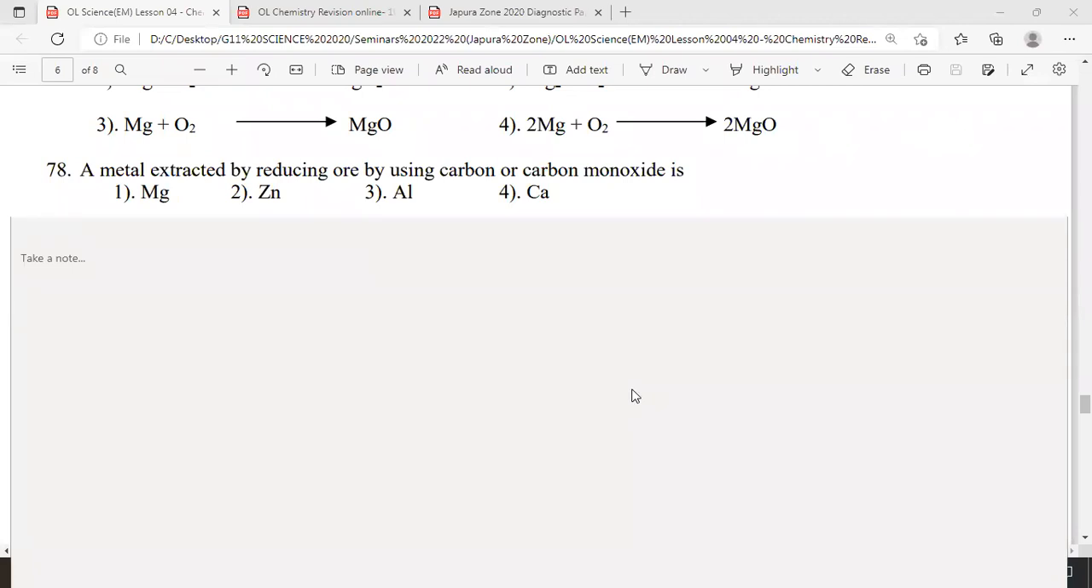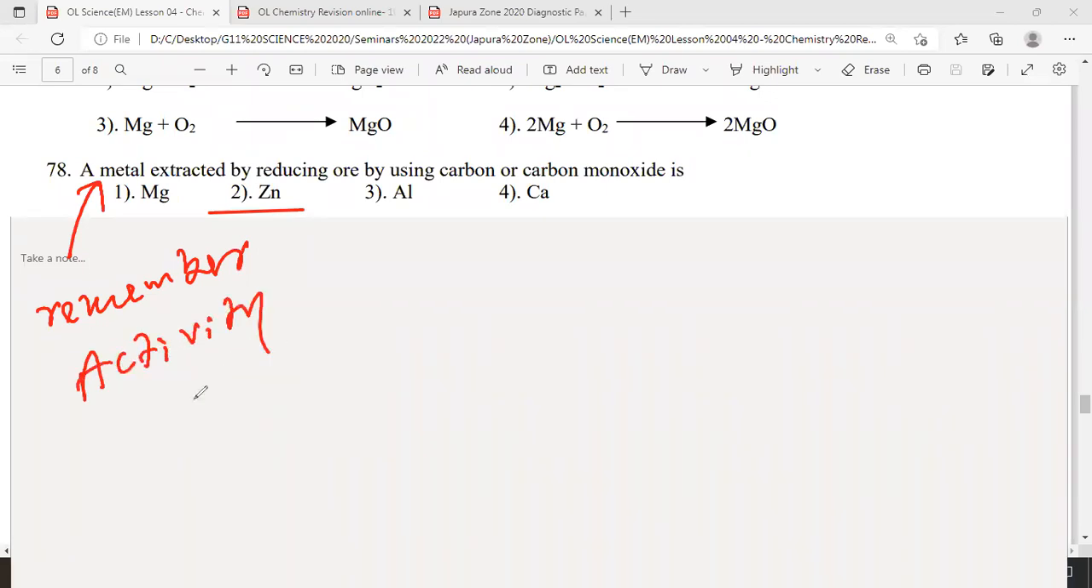How come second? You have to recall the activity series. For metal extraction, remember the activity series, grade 10, chapter 16. Remember the activity series, otherwise you will find this difficult. So in the activity series, consider the most reactive metals.